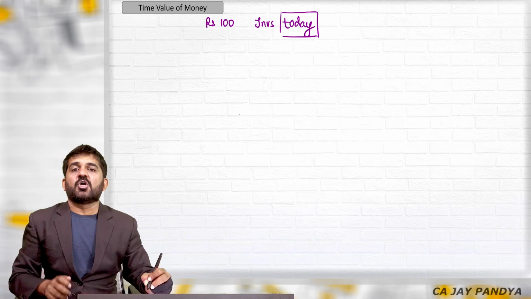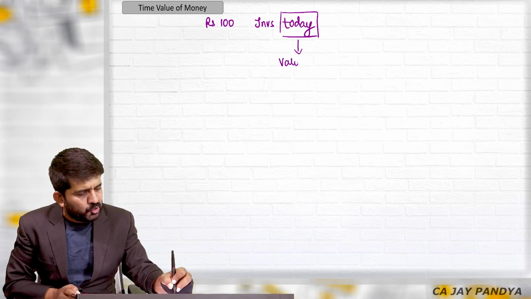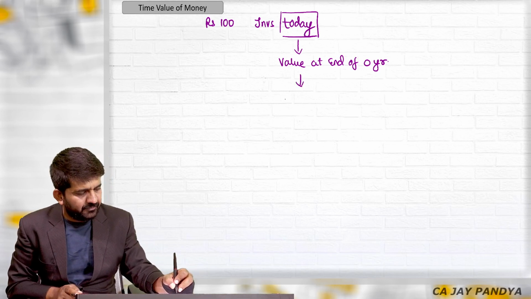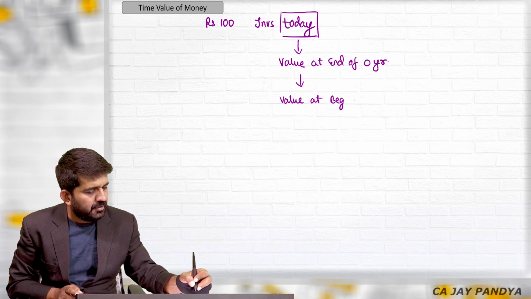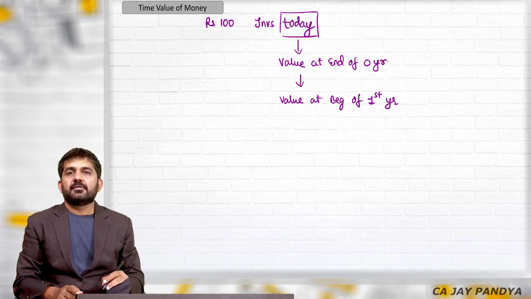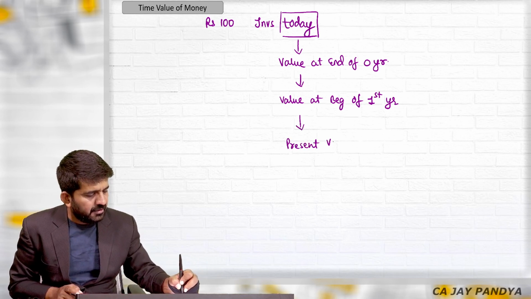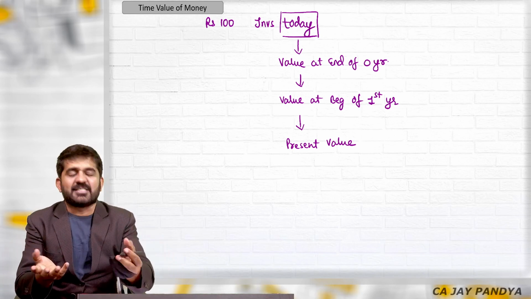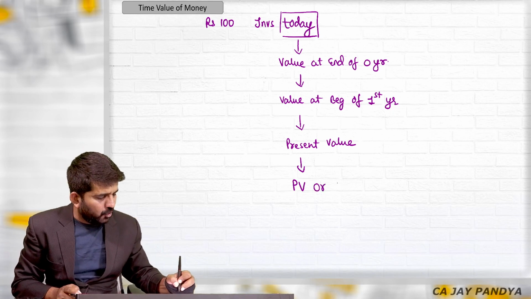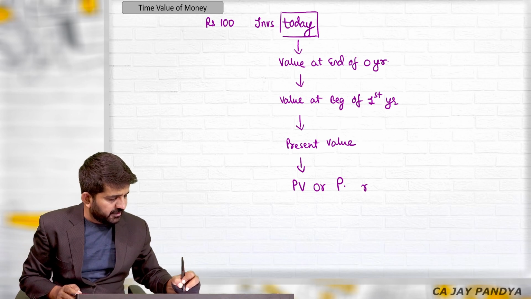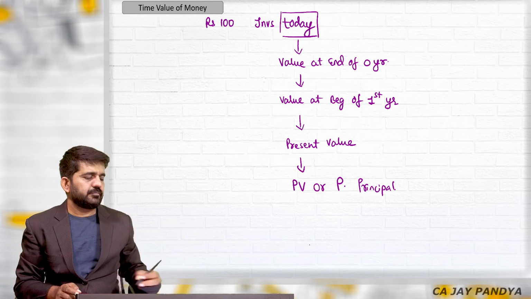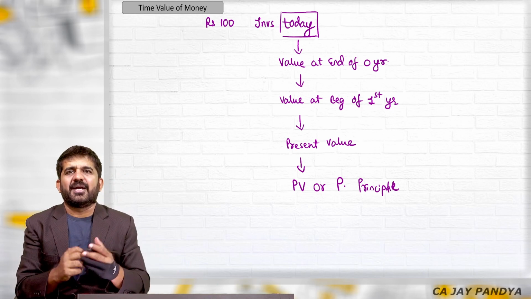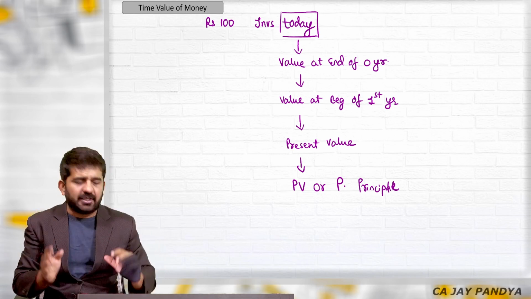Now today has a number of names in finance. Today is also the value at the end of 0 year. That is also the same thing as today. It is the value at the beginning of first year. This is also termed as present value, because 100 rupees is today. Please understand the wording. Today basically means present. So 100 is present value. In short, it is also termed as PV, or sometimes P, which is nothing but principal. So this is how we define today's value: present value at the end of 0 year, at the beginning of first year, present value P. Everything is nothing but value as on today.